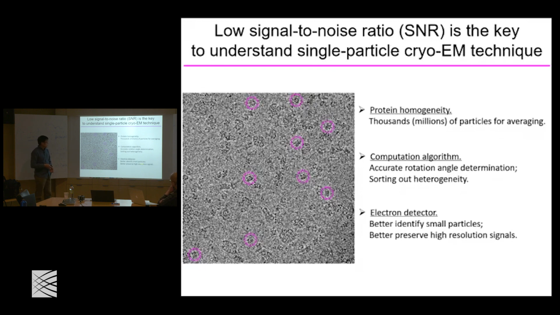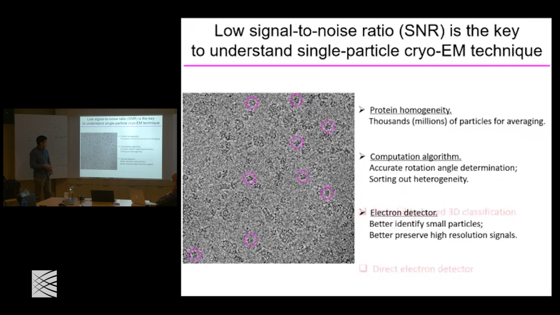And finally, the electron detector is very important because there's only so much signal that can reach the bottom of the microscope. We want to get the most out of every single electron. So a good detector will help us see the small particle better, and also it can preserve the high-resolution information better.